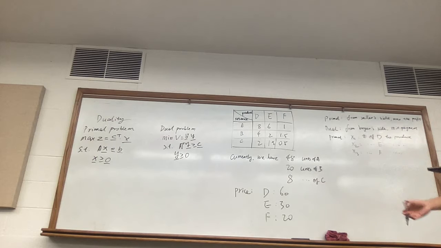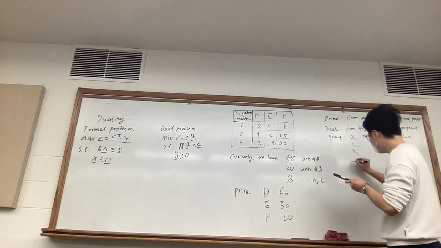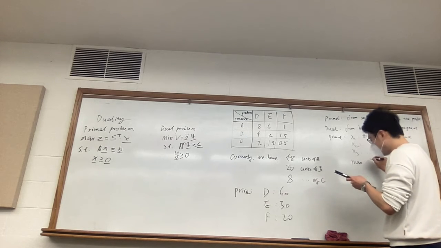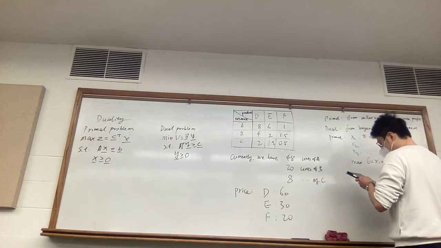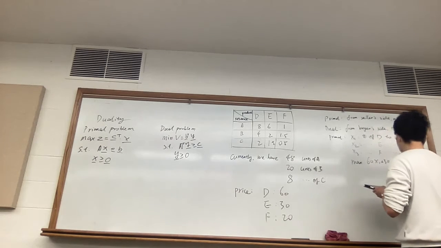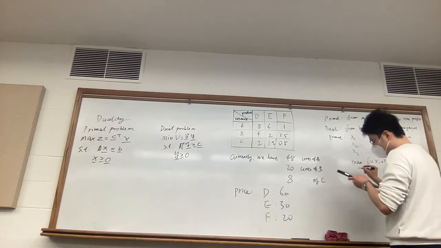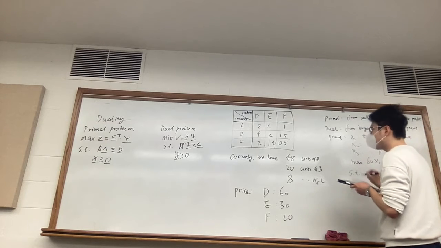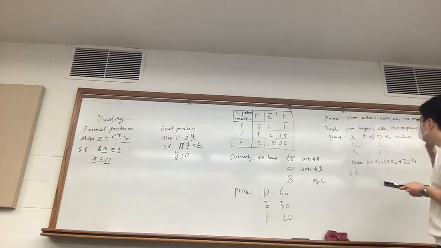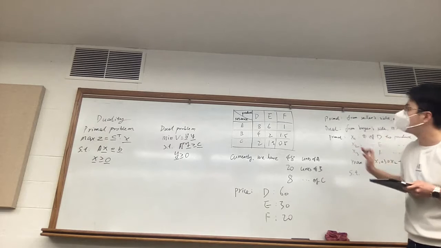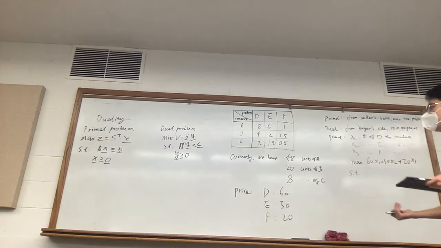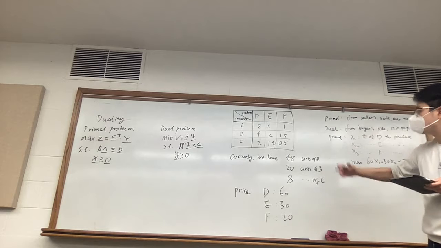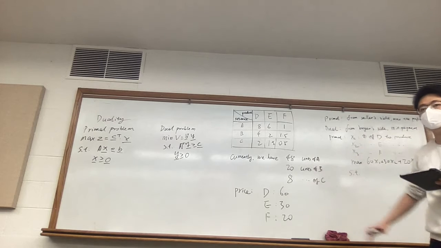Price times. Yeah, right. So this is very easy. I want to maximize 60x1 plus 30x2 plus 20x3. And the constraints are just that the amount of resources that I have used to produce this many DEF products do not exceed the limitation of the units of ABC, right?